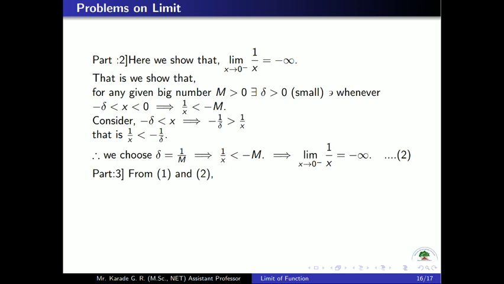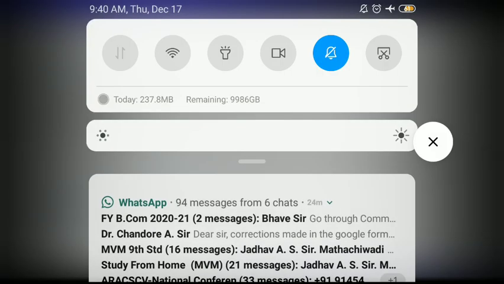In part 3 we make the conclusion from step 1 and step 2. The conclusion is that both limits, the left hand limit and the right hand limit, are not the same. Therefore this shows that the limit of 1 upon x as x tends to 0 does not exist. Okay, so this is the end of our lecture, and let us stop here, and the remaining part we will see in the next lecture.